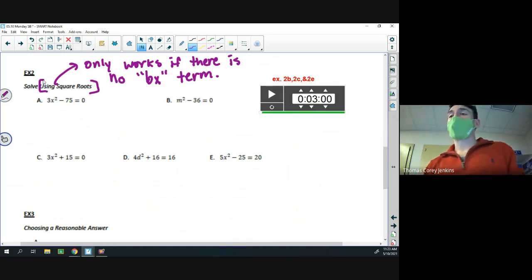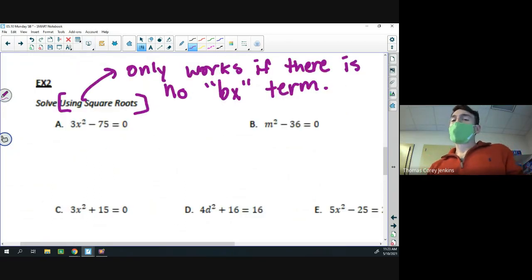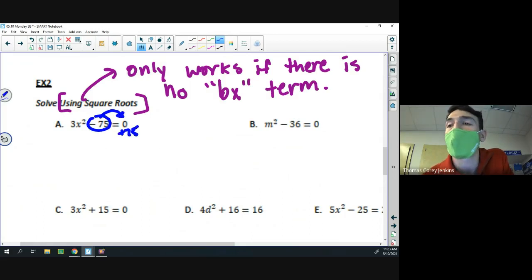Try to follow along in your calculator. So let's just do 2a together. It says 3x squared minus 75 equals 0. So I'm going to solve this just as if it said 3x minus 75 equals 0. All right, so what would we want to do there? We'd want to get x by itself, so we'd move that over first, right? So doing plus 75 to both sides, and that's going to give me 3x squared equals 75.